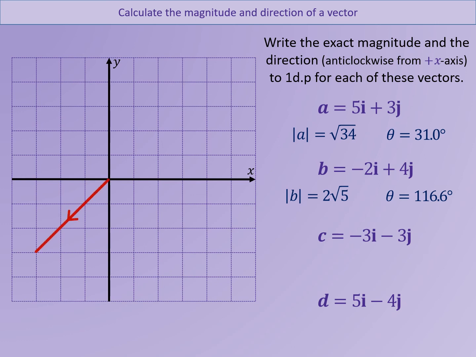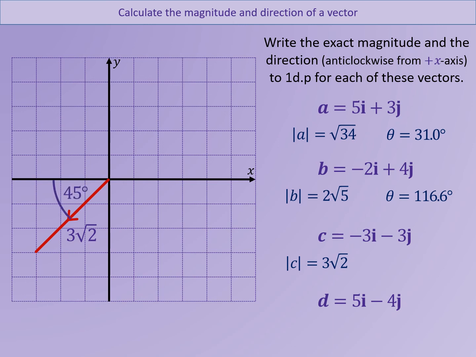So here is C, minus 3, minus 3. Its magnitude is 3 root 2. So that would be the square root of 3 squared plus 3 squared, so the square root of 18. And that simplifies to 3 root 2.